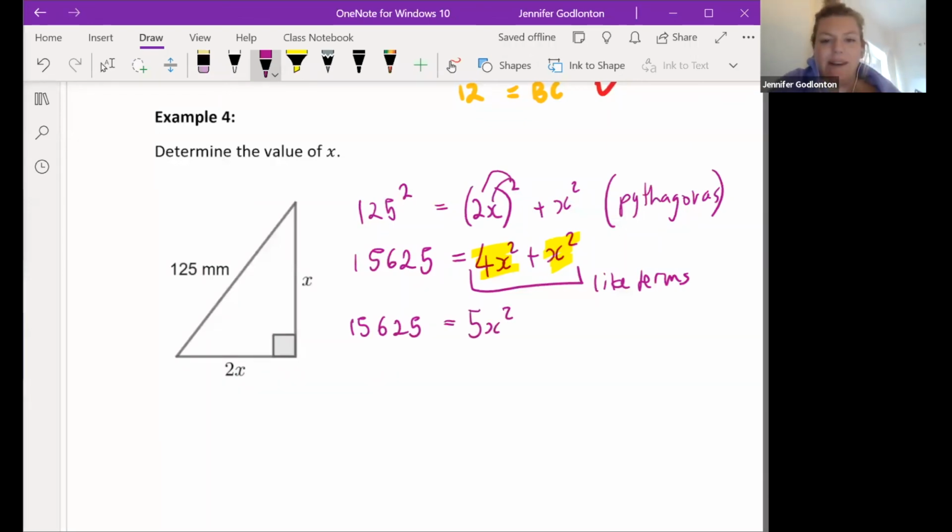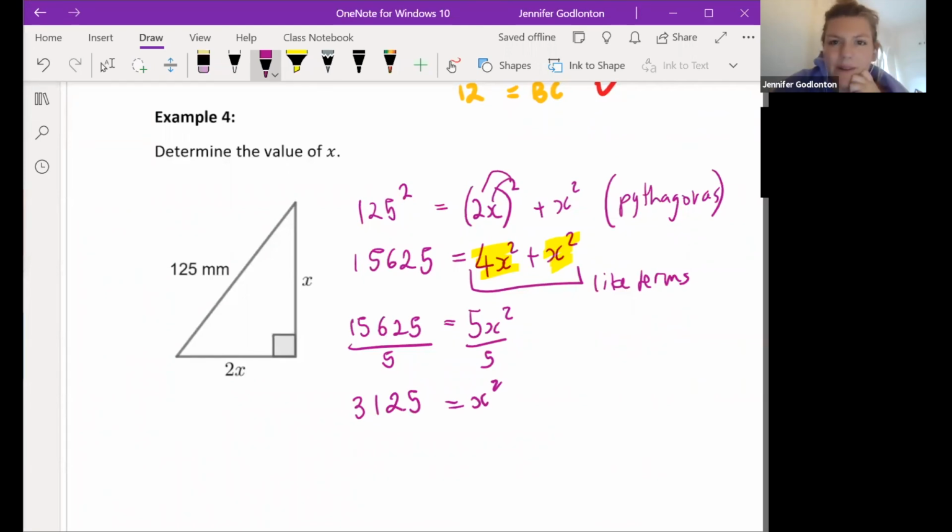Good. Now where do we go? Ma'am, you divide by 5 on both sides. Good. Then can I quickly calculate? Absolutely, you can. Ma'am, I got 3,125. Good. Where do we go from there? Ma'am, and then you're going to square root. Good. And so what will my answer be? 55.90. Good. Nice job. Well done for coming up to the challenge.